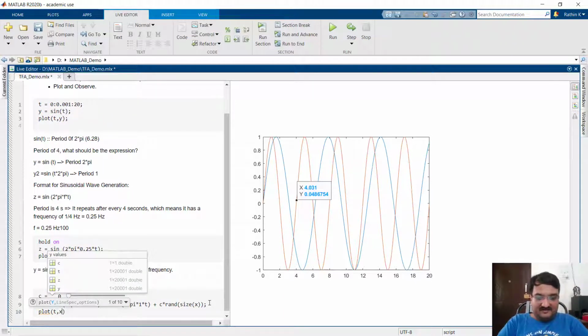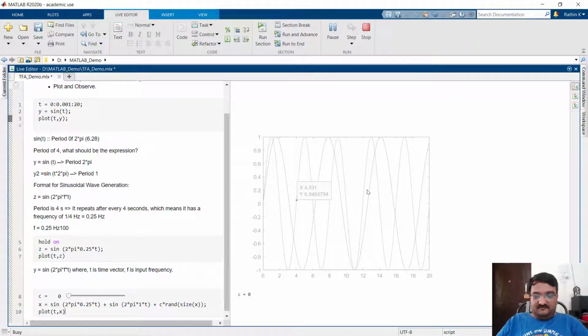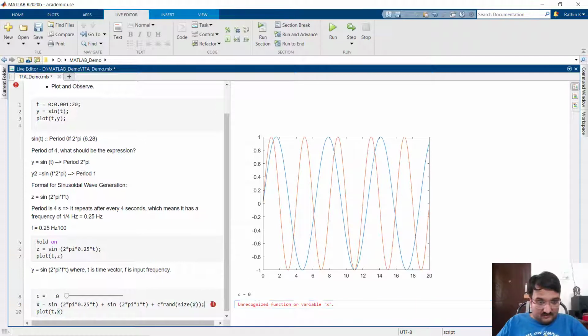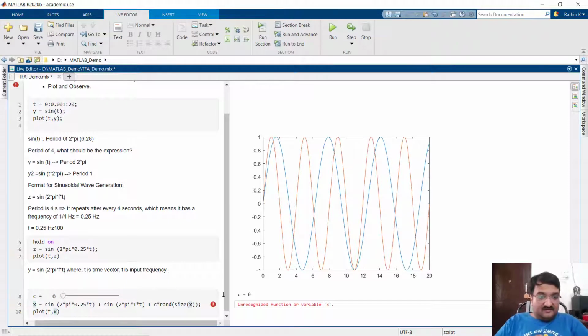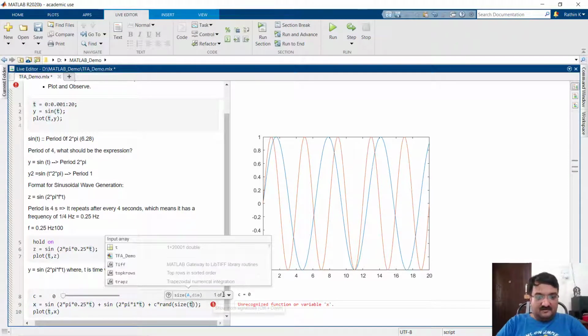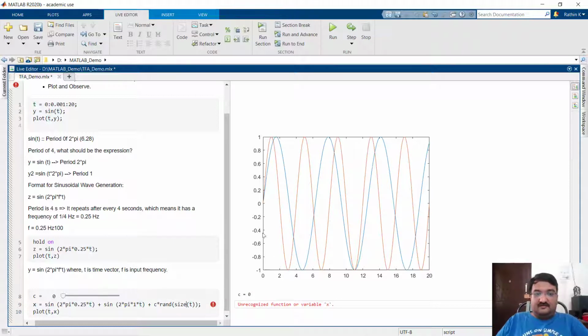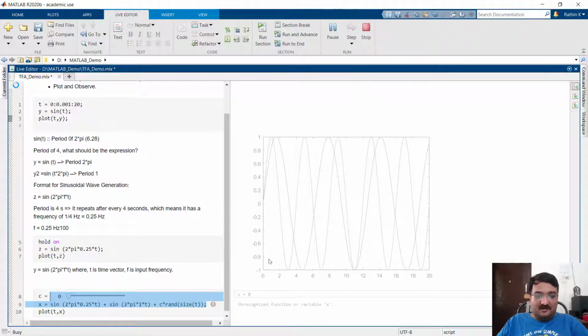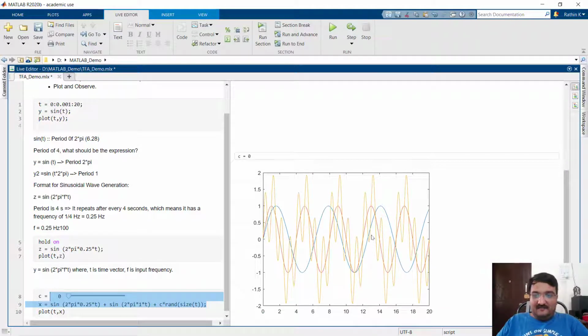Let's quickly plot T and X. This is a separate plot, not with the existing plot. Let's just quickly plot it. Unrecognized function or variable. Because here it is not defined, let me just give a variable as time. This is a small runtime issue, but can be easily resolved by adding this.